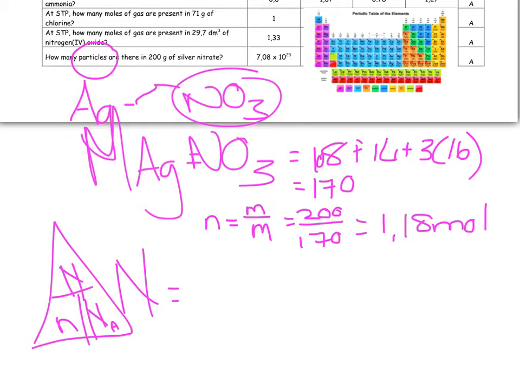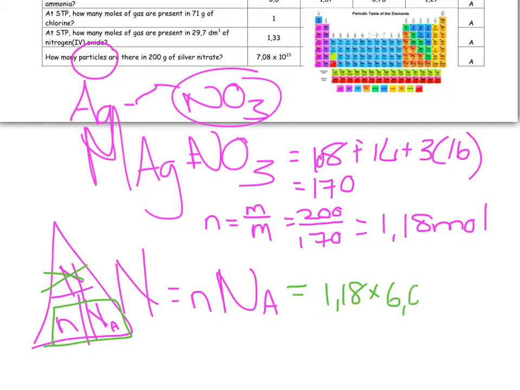Number of particles is equal to number of moles times Avogadro's constant, because we're looking for number of particles. So that is your answer: you go 1,18 times 6,02 times 10 to the power of 23, and you land up with 7,08 times 10 to the 23.